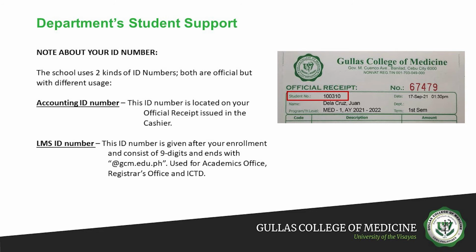One little note from our department about your ID numbers. The school uses two kinds of ID numbers. Both are official, but with different usage. The accounting ID number. This ID number is located on your official receipt issued in the cashier. This will be used all throughout your career in Gullas College of Medicine and will only be used in the accounting office.